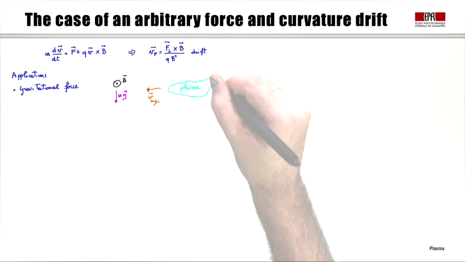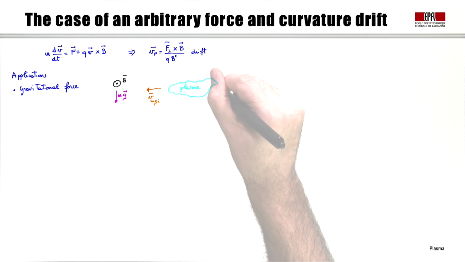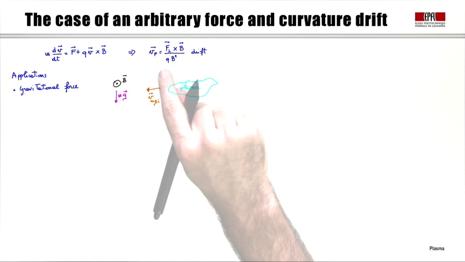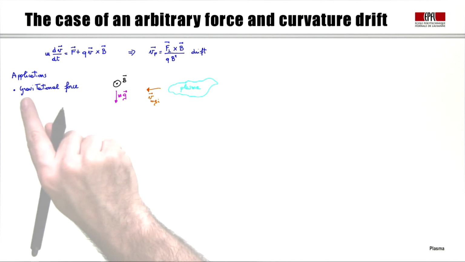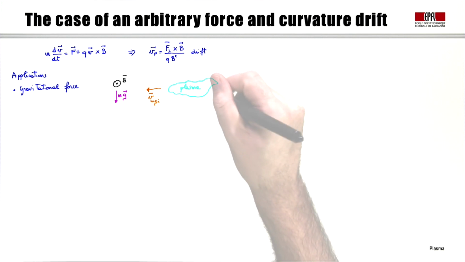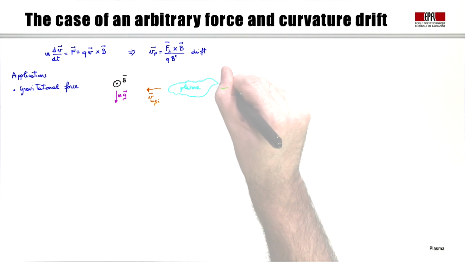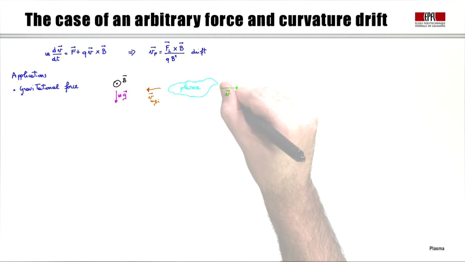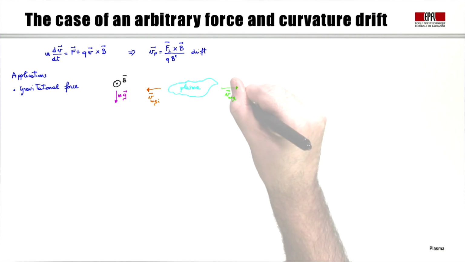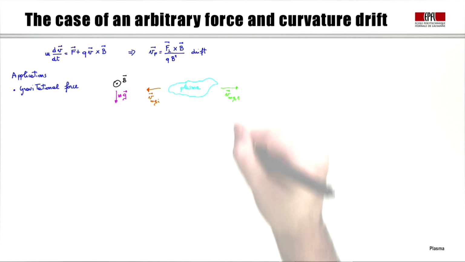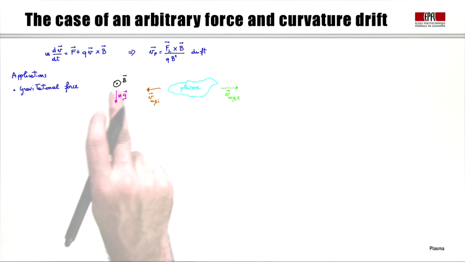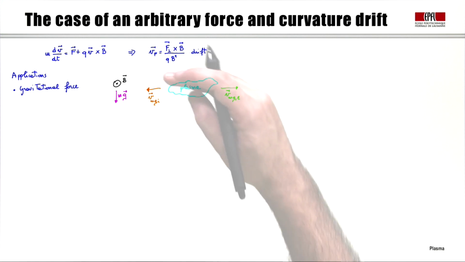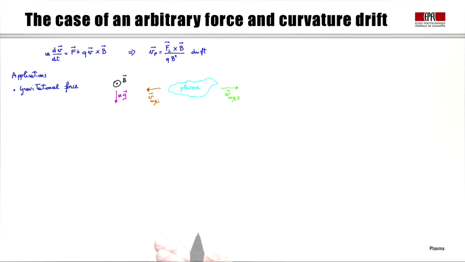So the electrons will move in this direction. Let's not forget that there is a charge dependence on the expression of the drift associated to the gravitational force. This is different than what we have for the electric force. And therefore the electrons will move in this direction. So just because of the presence of the gravitational force, the plasma will not fall.